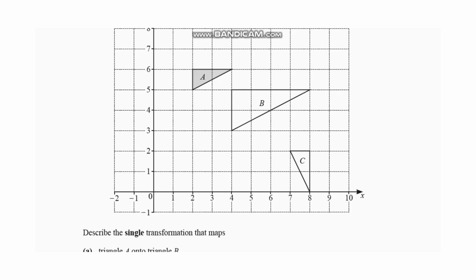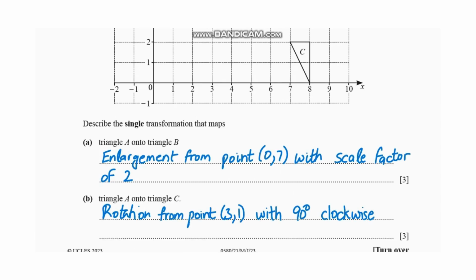4 points up and 1 point left, and if we rotate it over here, 4 points right, 1 point up. So the rotation will be from point 3, 1 with 90-degree clockwise. It is important that you have to write these 3 things to get 3 marks.